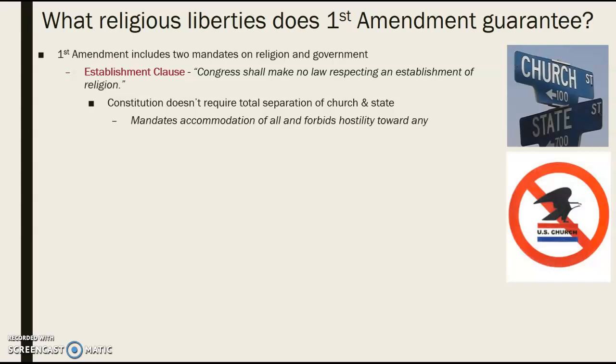And so essentially, the Establishment Clause mandates the accommodation of all religions equally and forbids hostility towards any, whether that's Islam or Judaism or atheism, right? You can't be hostile to non-religious people under the literal reading of the Establishment Clause either. It forbids any government endorsement, right? So the government can't say, hey, we are a Christian nation. It's popularly said on Fox News and other places.